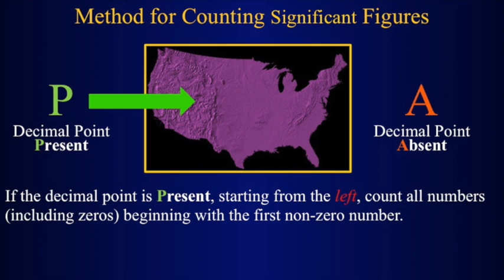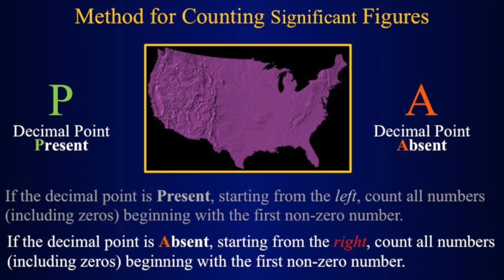So when the decimal point's present, we inspect a number going from left to right. In our mental picture, that's the direction from the Pacific Ocean to the land. We count all numbers, including zeros, beginning with the first non-zero number. When the decimal point's absent, we inspect a number going from right to left. In our mental picture, this is the direction from the Atlantic Ocean towards the land. Moving in this direction, count all numbers, including zeros, beginning with the first non-zero number.